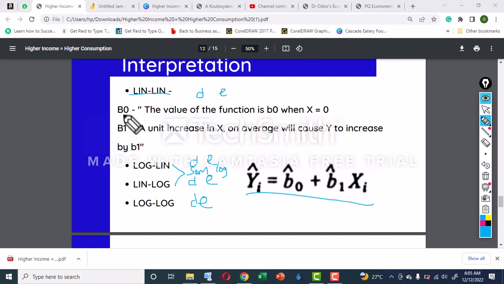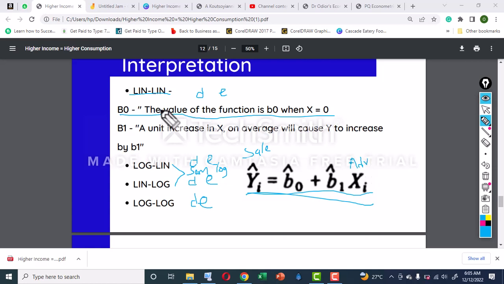So how do you interpret the beta 0? You are just going to say that the value of the function, that means you mention the function, the value of this is beta 0 when x is equal to 0. Now take note, many times in the question they will give you what y is, what x is. You don't need to be using y and x. For example, x is advertisement and y is sales revenue. You don't need to mention x and y in your interpretation again.